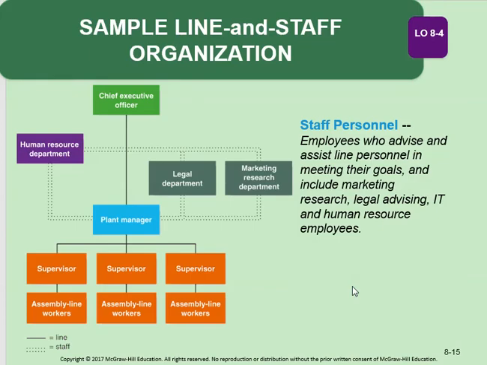Then there's a line and staff organization. That's where you still have the line. So that's why we call it line and staff. You still have people working towards producing. This would be this line straight up and down with the CEO, the plant manager, and all these orange boxes right here. That's your line. Then you have your staff who are contributing to help your line. So your staff employees advise and assist the line personnel in meeting their goals. This is your research department, your HR department, your IT department. They're not actually producing things that your business sells, but they're helping the line personnel.